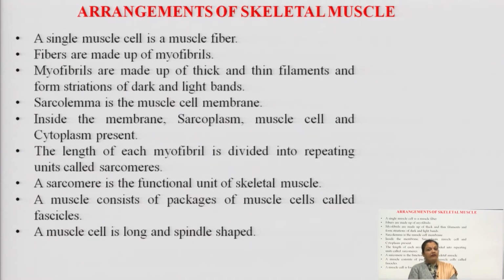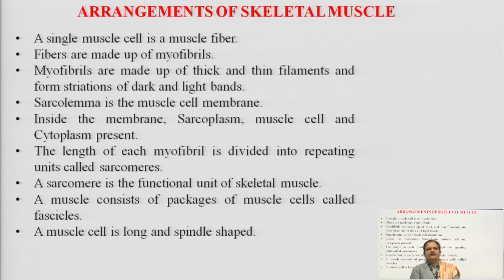Myofibrils are made up of thick as well as thin filaments, which we have already studied in our Unit 1 lectures in the sliding filament theory. Does anyone remember? Okay, very good. Myofibrils are made up of thin and thick filaments, and these form different striations. Striations means a band-like characteristic feature, with dark and light bands.